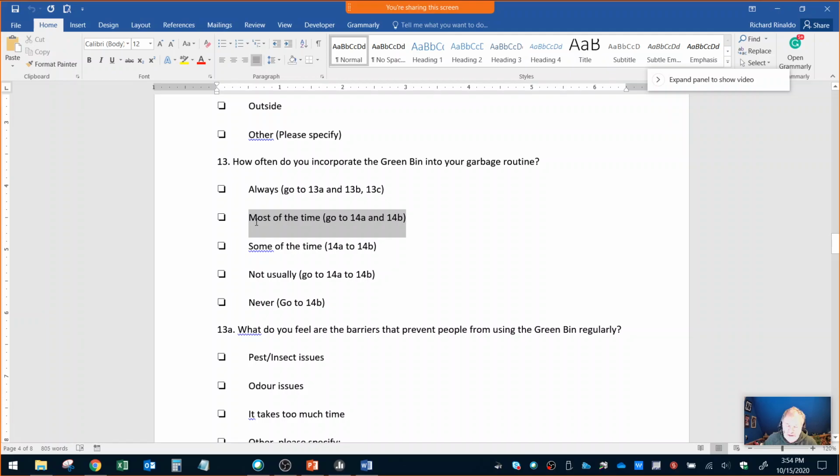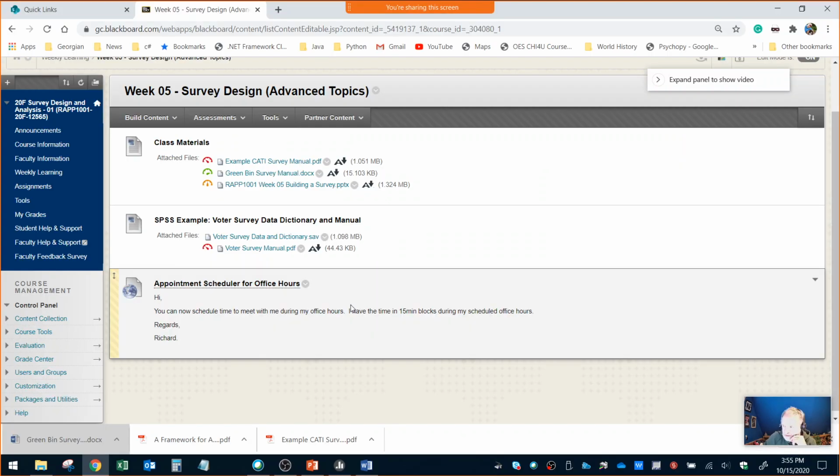Now, you can also, because we're working with SPSS, you'll also, SPSS basically has, it's not a manual, but it is a data dictionary. So I have here the voter survey data and dictionary for, this was a study done by Stats Canada. It was commissioned out to a polling firm, and they were looking at voter behavior.